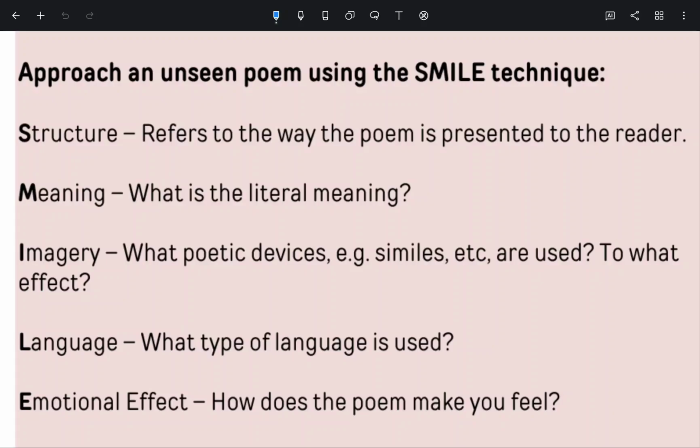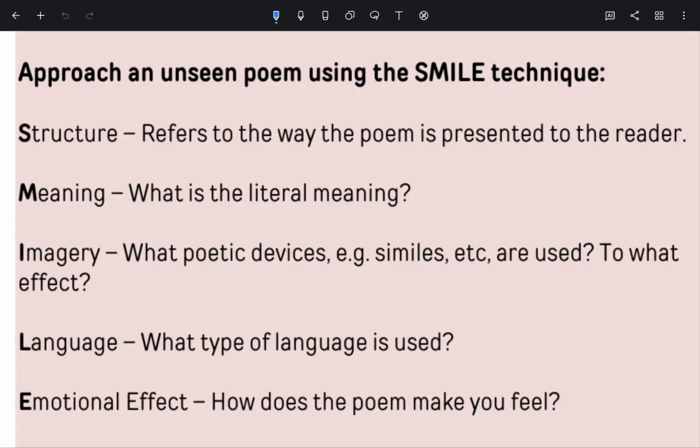L, language. What type of language is used? Think about the tone. Think about the language. Look at the words, the phrases, the word classes that are being used. Are they using many positive adjectives, negative adjectives, specific types of verbs, aggressive verbs, truculent verbs?